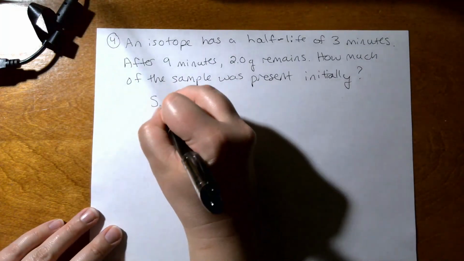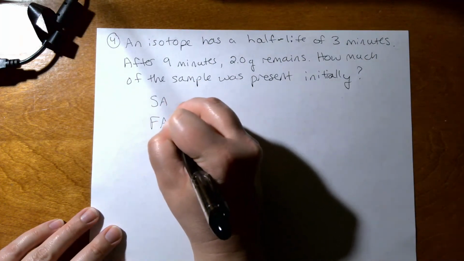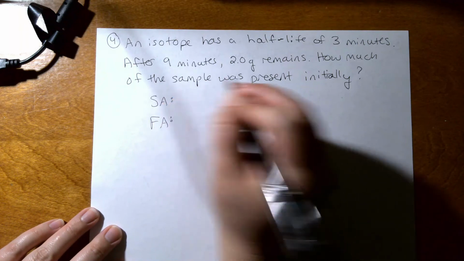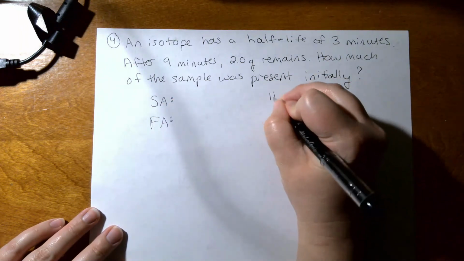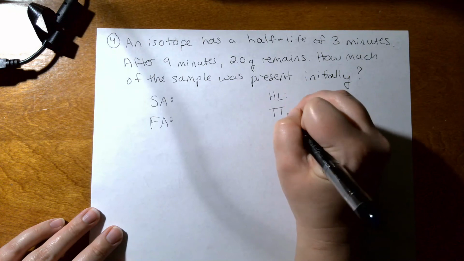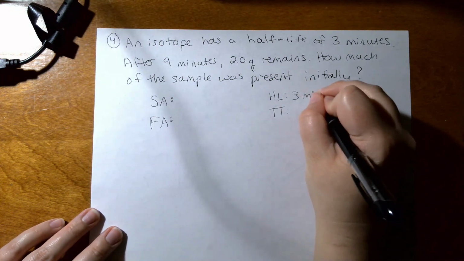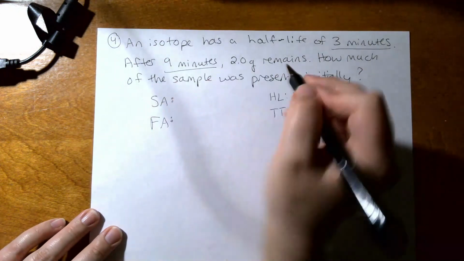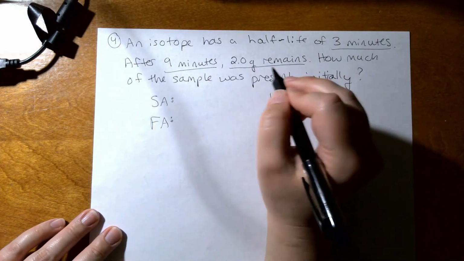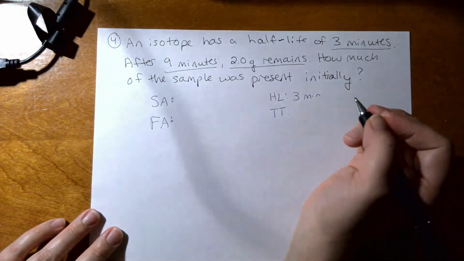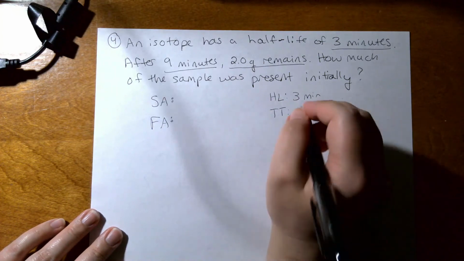Finally, we can actually find the starting amount too. Now, initially this seems a little bit trickier because we're going to have to work backwards, but really it's not that much different. Okay, so this says an isotope has a half-life of 3 minutes. All right, after 9 minutes, 2 grams remain. How much of the sample was present initially?